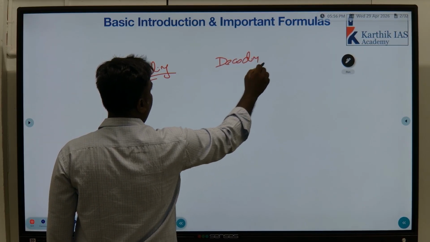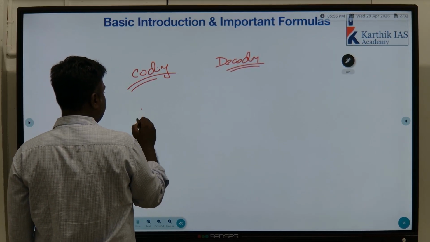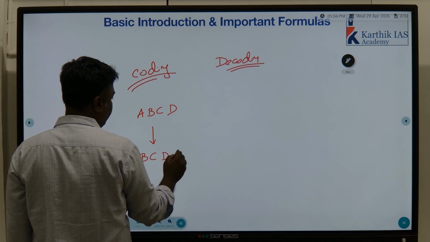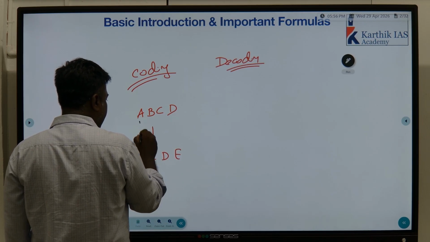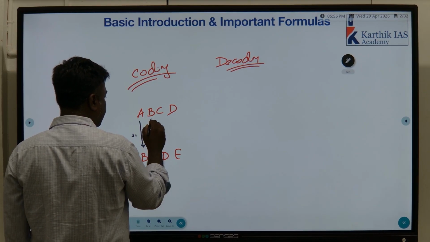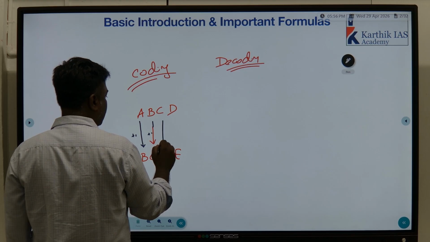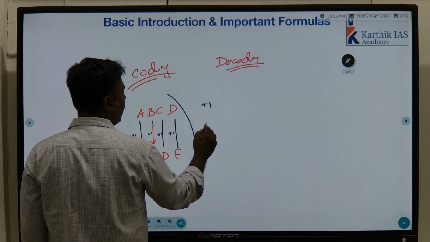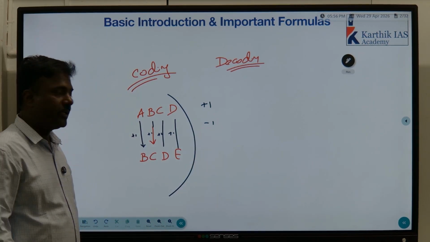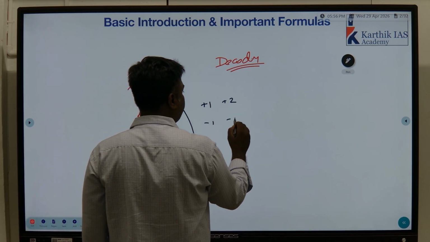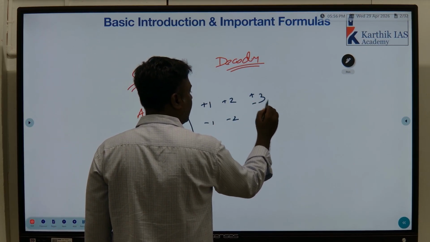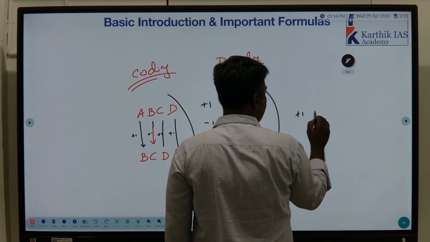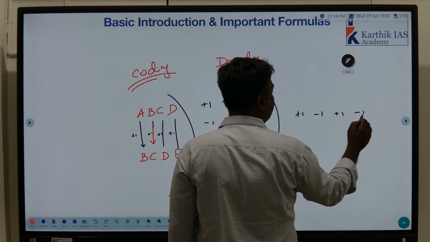That's the idea. For example, if A B C D is coded as B, C, D, E, it means each letter has been increased by one. That is one type of coding. They may add one, subtract one, add two, or plus or minus three. There is also alternate coding: first letter plus one, second letter minus one, and so on.